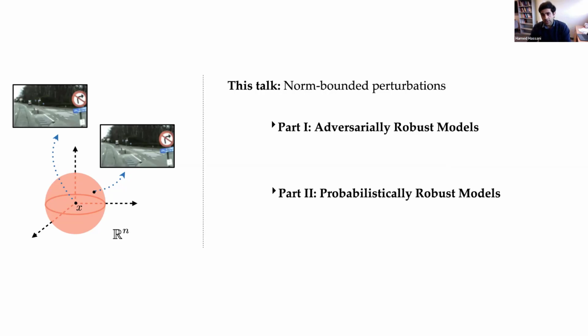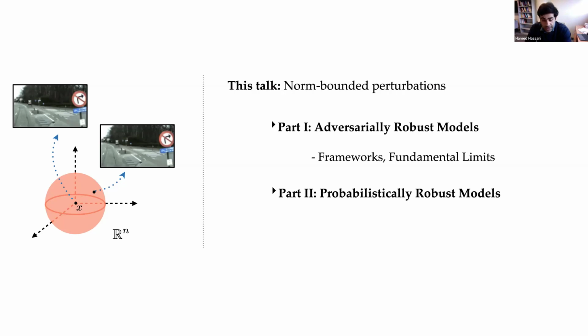And the talk has two parts. The first part will be about adversarially robust models or adversarial examples. So I'll talk about different frameworks for adversarial examples, how to train models to make them robust against these kinds of examples. And the main content of the first part will be about fundamental limits of robustness or fundamental trade-offs between robustness and accuracy.